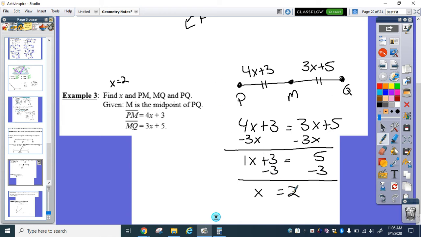Let's take that 2 and plug it back in. 4 times 2 plus 3. Well, 4 times 2 would be 8. 8 plus 3 would get me 11.